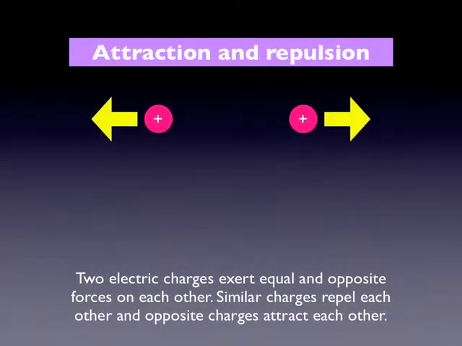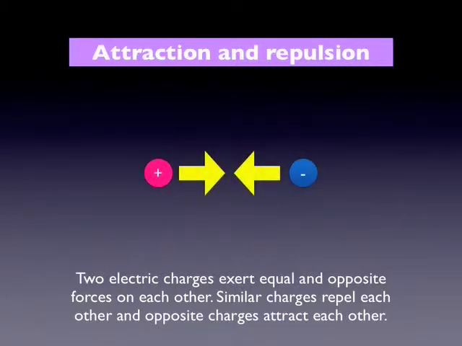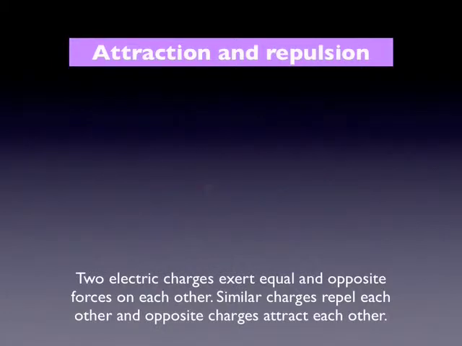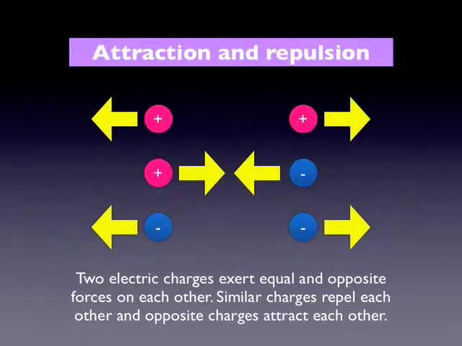All electric charges have forces between them. For example, these two positive charges are repelling each other. The forces are equal and they're in opposite directions. In the next situation, we've got opposite charges, a plus and a minus, but the forces are still in opposite directions. The difference here is that they are attracting each other. Lastly, two negative charges repel each other, equal and opposite forces once again. Here's a summary, and the rule is that similar charges repel each other and opposite charges attract each other.